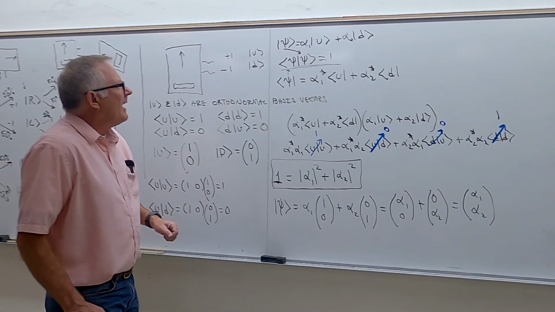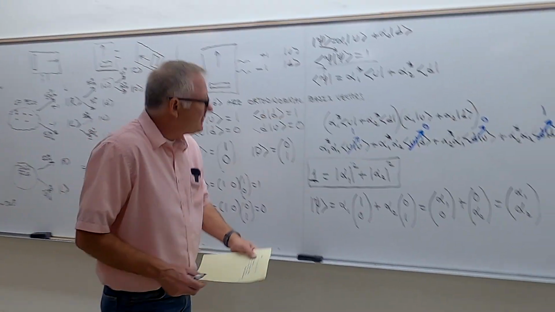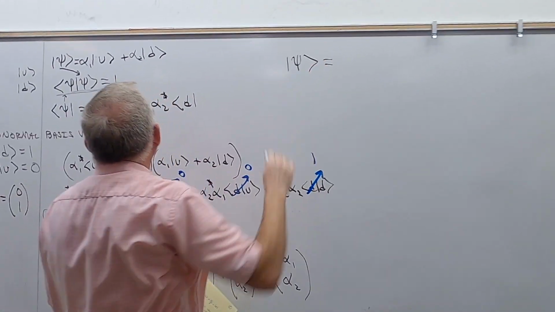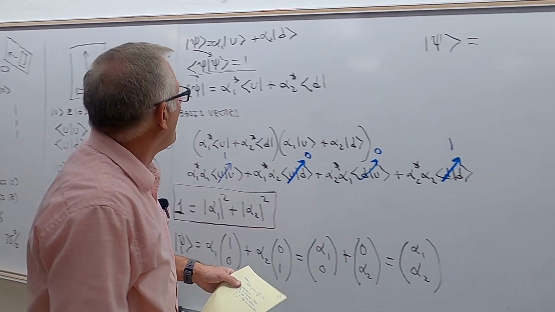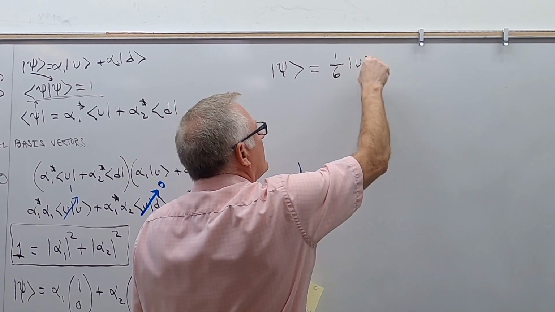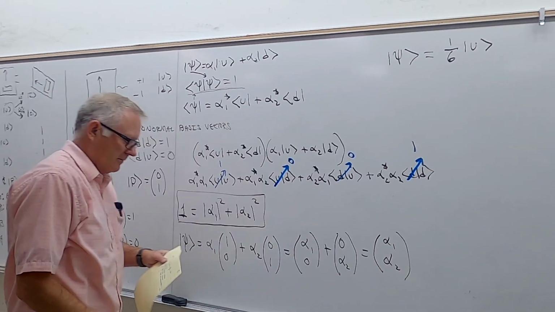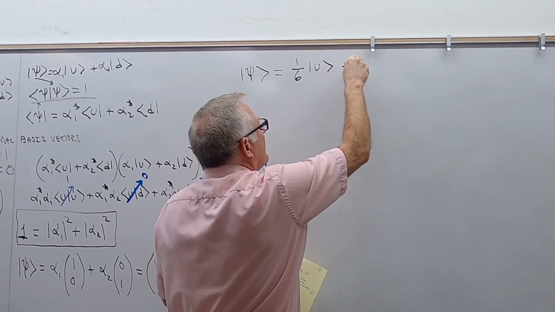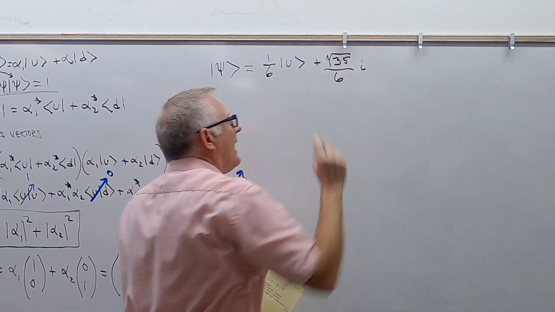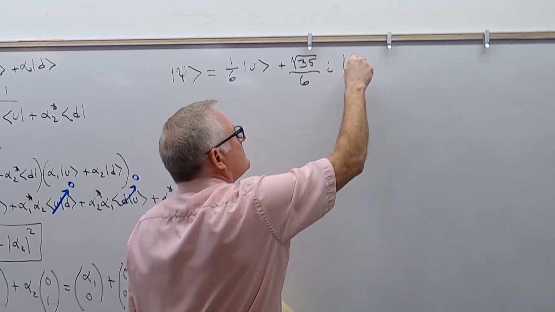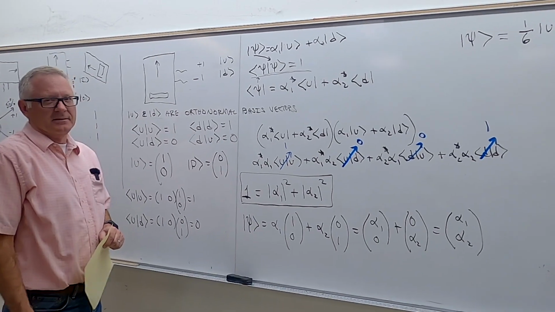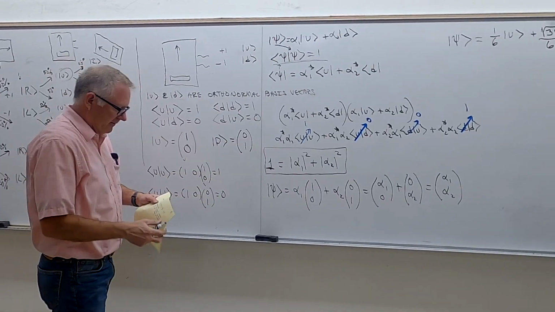Well, suppose I give you, as a matter of fact, let's just do an example right here. Suppose I gave you a psi. I'm going to actually put in a number for alpha 1. Let's use 1/6 up. So someone gave me this. And this next one will be, I'll just put the square root of 35 over 6 i in the down. So let's say someone gave me an electron that looks like this.